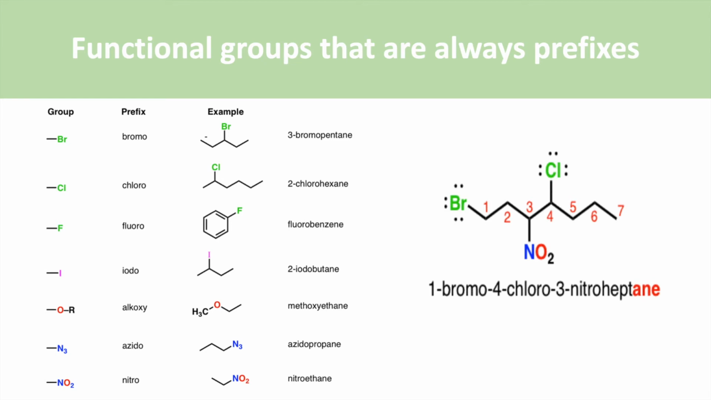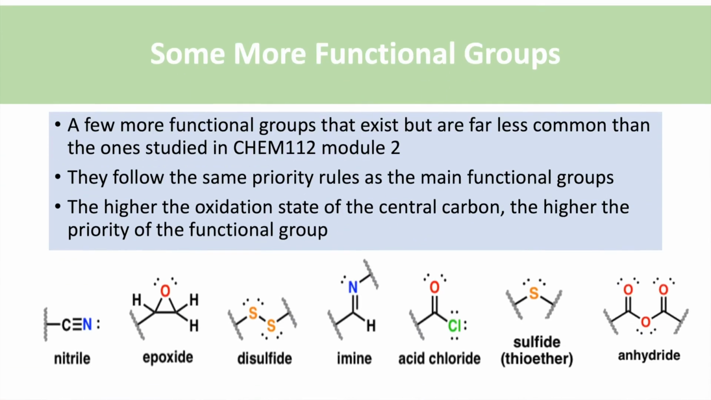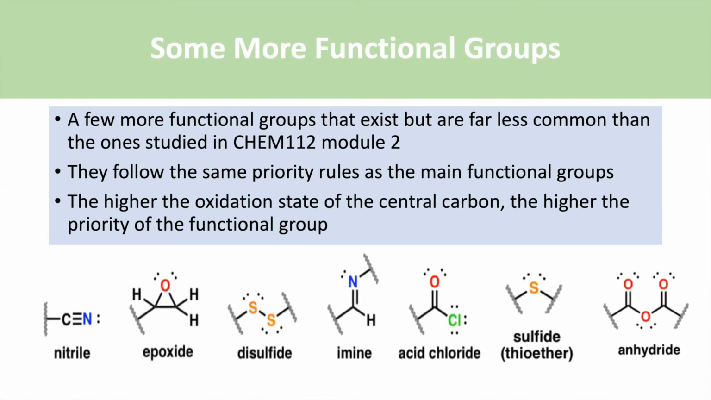Here we see more functional groups that we haven't studied at Queen's in Chem 112 so far. And unlike the last that we just looked at, these groups will give their suffixes if they are of the highest priority. And generally they do follow the same priority rules regarding oxidization of the central carbon. These functional groups are nitriles, epoxides, disulfides, imines, acid chlorides, sulfides or thioethers, and anhydrides. While they are much less commonly observed than the main functional groups we've already learned about, they do come up from time to time, so it is important to be able to recognize and to name them.